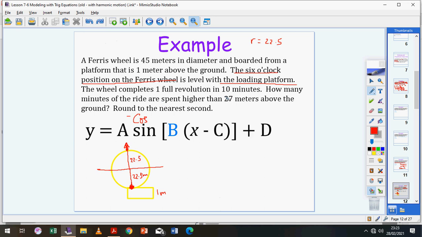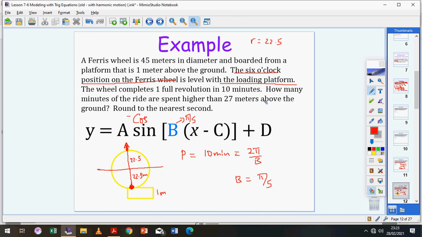What do we have? The wheel completes 1 revolution in 10 minutes. That means that my period is 10 minutes. And I hope you remember that period is 2 pi over b. So if I solve for b, you can see that I'll have b as pi over 5. So I know what b is. That's pi over 5. Okay.